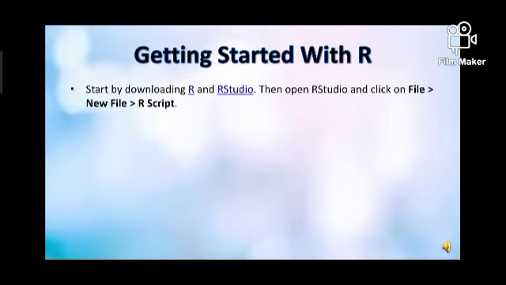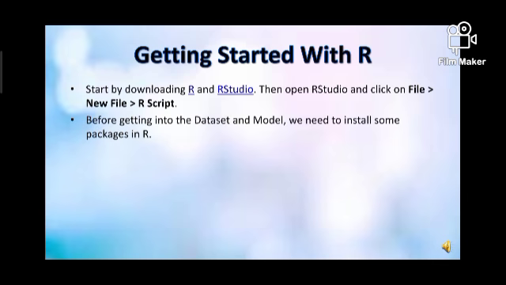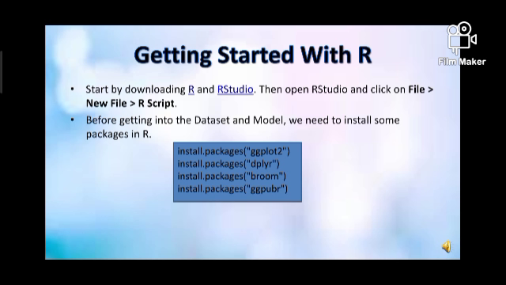Now, getting started with R. Start by downloading R and RStudio. We can open a new script file by choosing the option File, then New File, then R Script. Before getting into the dataset and model, we need to install some packages in R. The packages we need to install for this dataset are ggplot2, dplyr, broom, and ggpubr. Now let's see what these packages are.